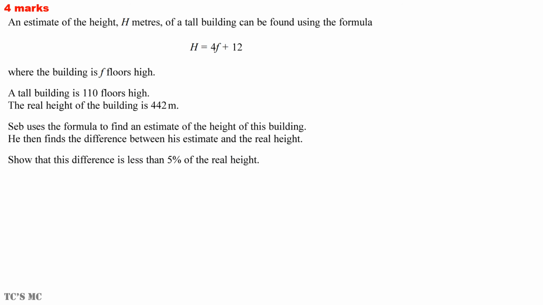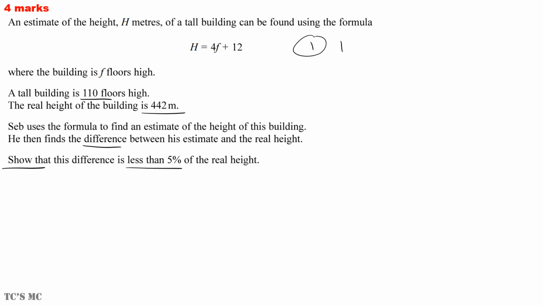An estimate of the height h meters of a tall building can be found using the formula h equals 4f add 12, where the building is f floors high. A tall building is 110 floors high. The real height of the building is 442 meters. Seb uses the formula to find an estimate of the height of this building. He then finds the difference between his estimate and the real height. Show that this difference is less than 5%.